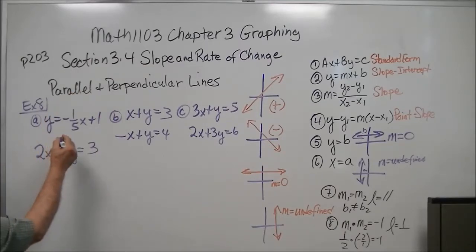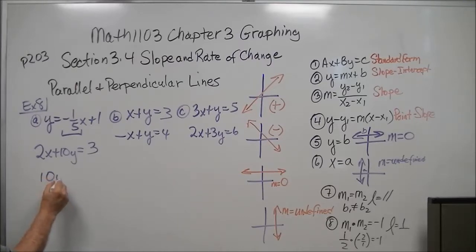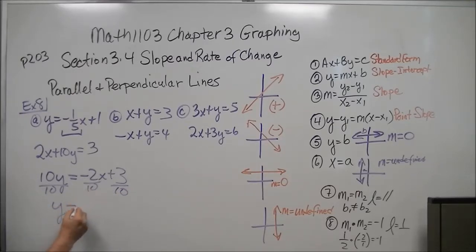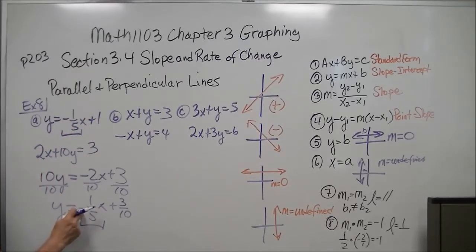So here, this is in slope-intercept, so we know this slope is -1/5. So what's the slope here? Well, it's going to be 10y equals, transpose that, divide everything by 10, and then here we get y equals -1/5 x plus 3/10. So here, this slope is -1/5. This slope is -1/5, I just reduced it here. And the y-intercepts are different, so these lines are parallel.